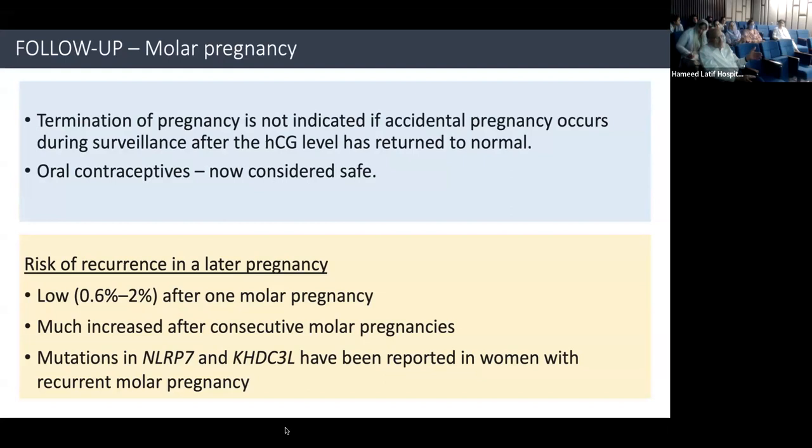Oh yes, you can follow, but you wouldn't use an intrauterine contraceptive device. Intrauterine contraceptive device on its own can cause irregular bleeding. And if there is irregular bleeding, that again would cause a little bit of confusion because you wouldn't know whether it is because of persistent trophoblastic activity or because of the device. So therefore, some non-interfering hormonal contraceptive would be preferred. You are right that previously only barrier methods were used, but now you can also use hormonal contraceptives. Low risk of recurrence in later pregnancy, low after one molar pregnancy, much increased after consecutive molar pregnancies or when you have had a previous mole.